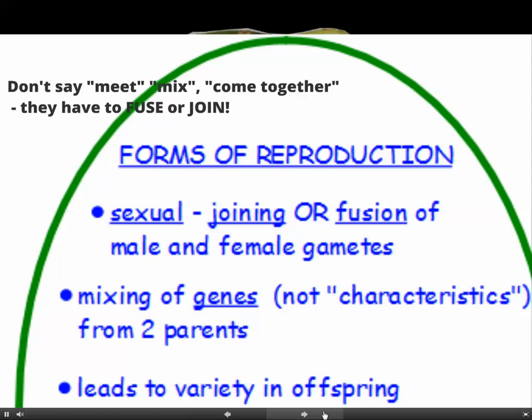And it's also involving the mixing of genes from two parents. And it's not good enough to say the mixing of characteristics from two parents. It's the mixing of genes from two parents. And the outcome of sexual reproduction is that there is variety in the offspring. That's not the definition, but that's the outcome.